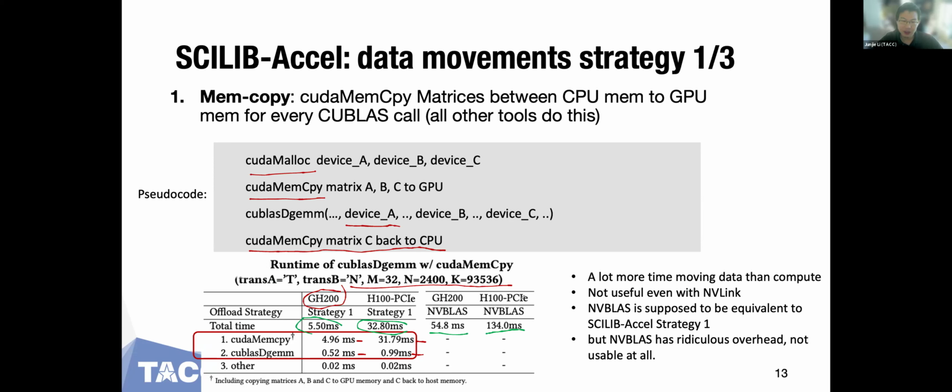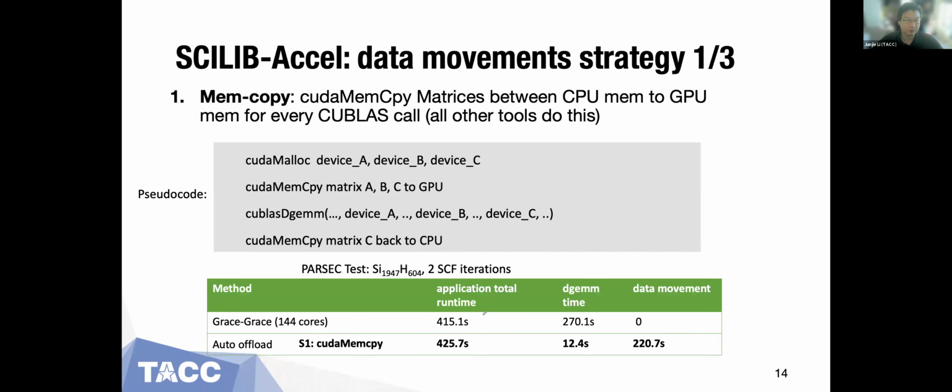But anyway, the key here is data transfer is really hurting us, and we need a good way to manage the data. It's the same data management strategy here, just applied to a real application. So this is a PARSEC run on a 2,000 silicon atom cluster, 2 SCF iterations on Grace CPU. The total runtime is 414 seconds. If I do the automatic offload with cudaMemcpy for every BLAS call, it's going to take 425 seconds, even slightly slower than the CPU version.